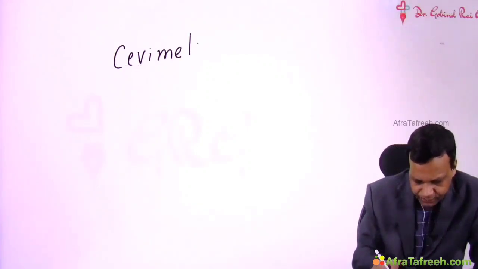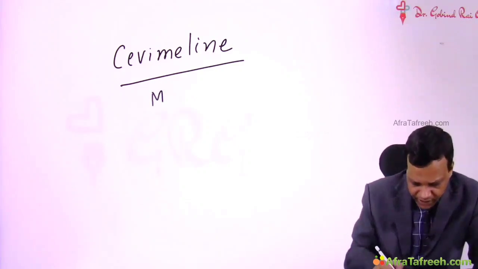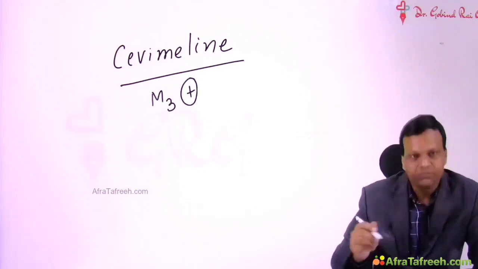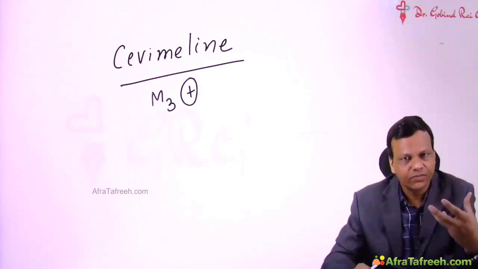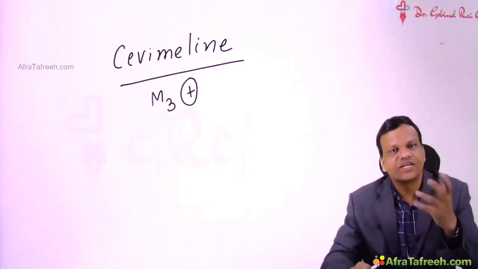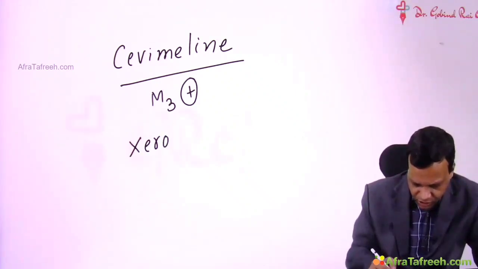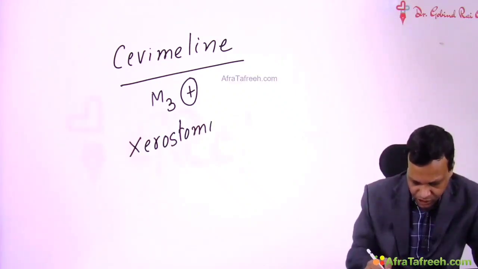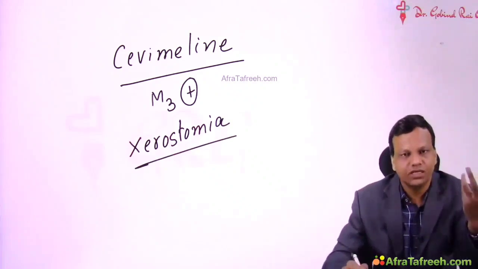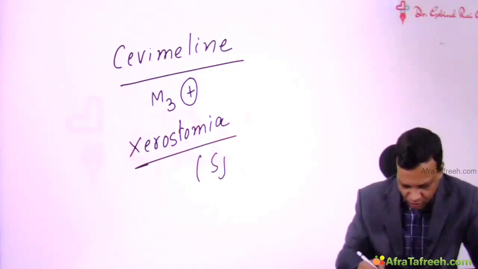Recently, we have developed a new drug which is called cevimeline. This drug stimulates the M3 receptors, particularly in the glands. So what will happen when we stimulate M3 in the glands? Yes, secretions will increase. So cevimeline is used for treatment of xerostomia. Xerostomia means dry mouth, particularly in patients who have this problem called Sjogren syndrome.